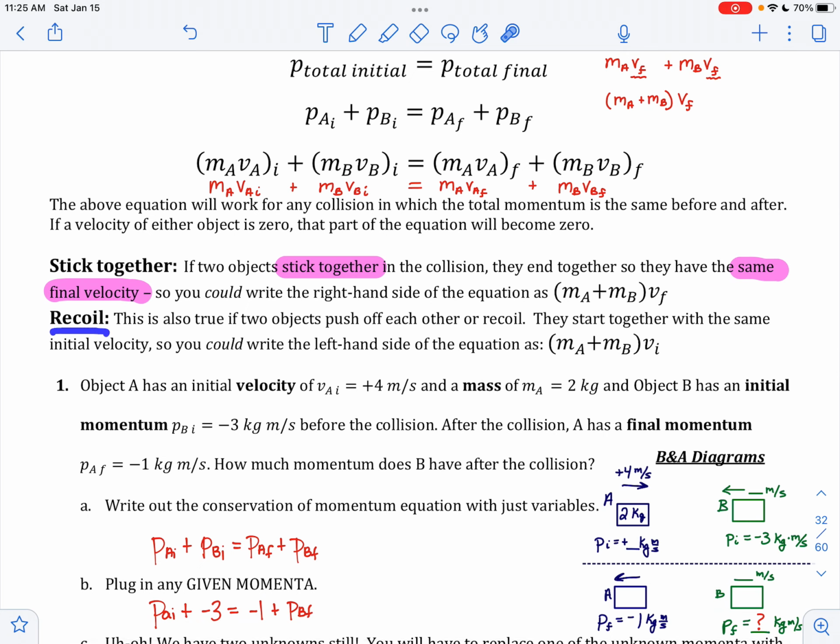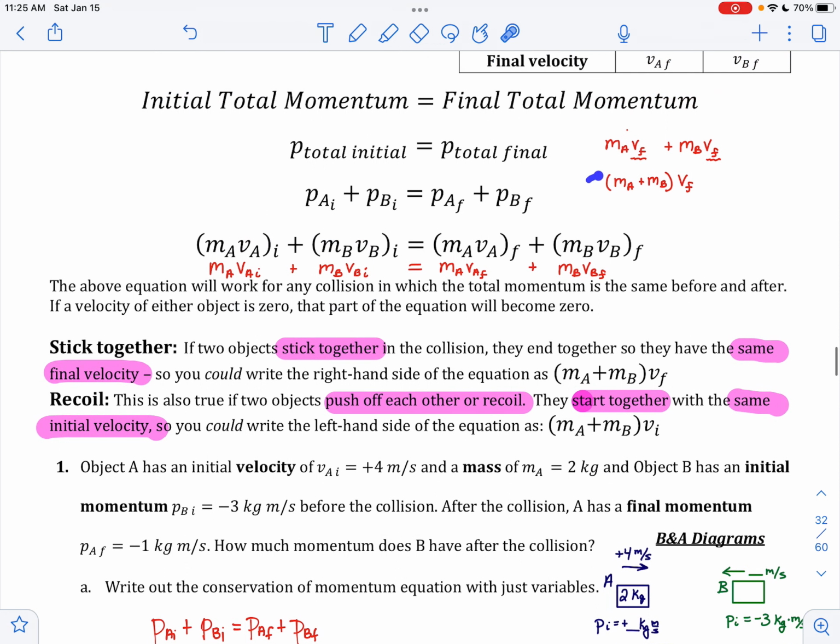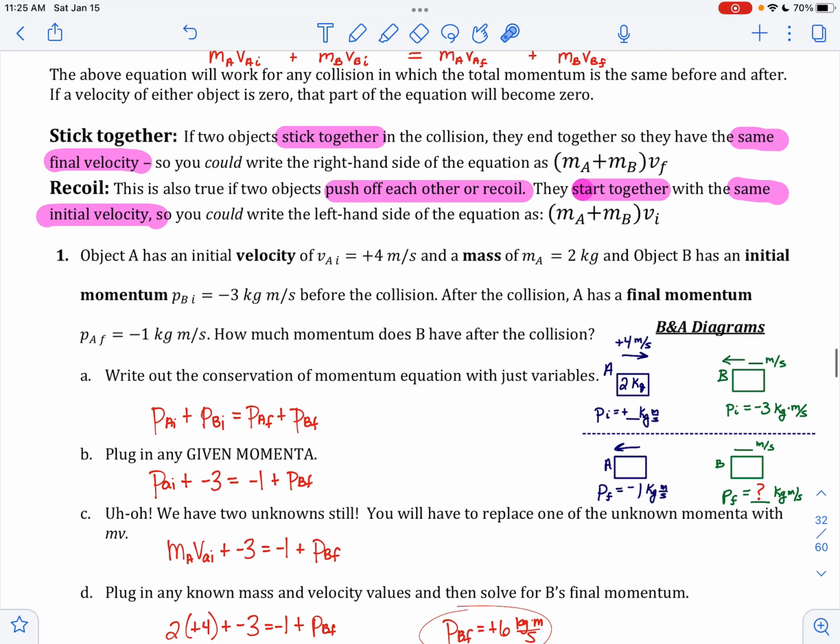Similar with a kind of a recoil problem. If they push off each other or they recoil, so if they're starting stuck together, if they start together, that means they have the same initial velocity. And again, I'm not going to show you on this one, but we could factor out that initial velocity variable since it's the same, and we could end up with this equation here in place of this entire side. So this right here that we wrote with the factored out VF would go in place of this entire right-hand side of the equation if it was a stick together. Or you can just use this big one for all of them. It does not matter. All right, let's look at this example here.